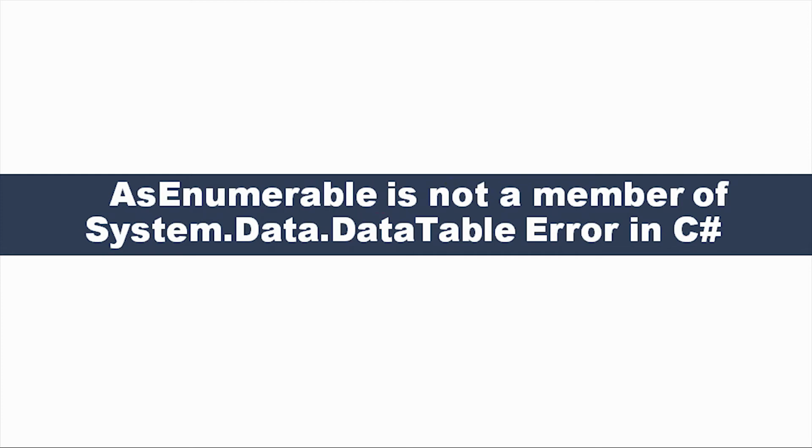Let me first tell you what AsEnumerable is. AsEnumerable is basically used when we want to cast a specific type to its IEnumerable equivalent. This type of error arises only in the case of DataTable, and I will try to reproduce that error and show you how we can resolve it programmatically. Now let me move to Visual Studio so that I can show you programmatically.